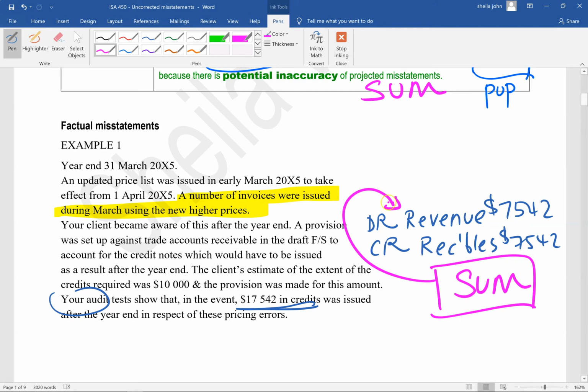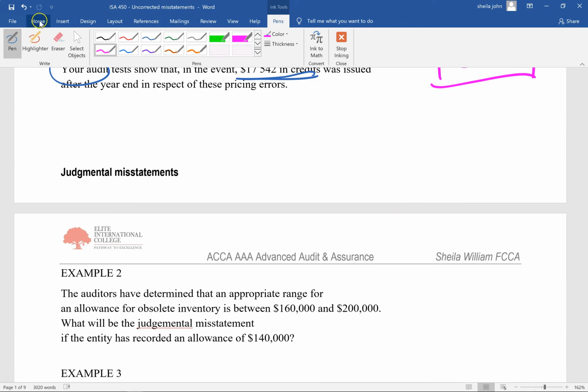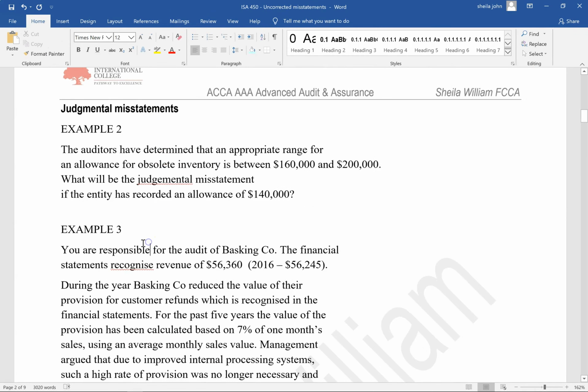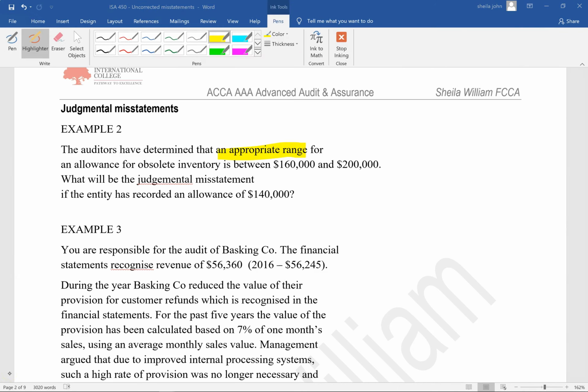Okay, the next example here, judgmental misstatement. This is to do with accounting estimates. So here, the auditors have determined that an appropriate range for an allowance for obsolete inventory is between 160 and 200,000. So the auditors are making an estimate, and based on the estimate, they are saying the allowance would be between 160 and 200,000.